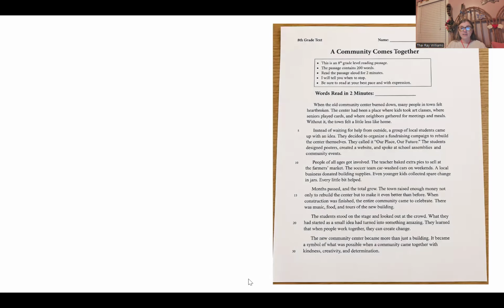All right, and here is the last one. This is another condition. I can see because it says words read in 2 minutes that this is going to be a fluency test.